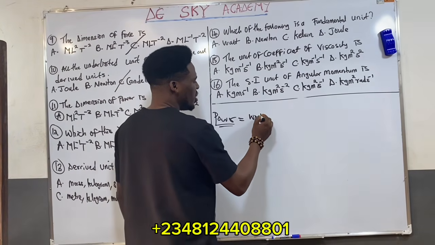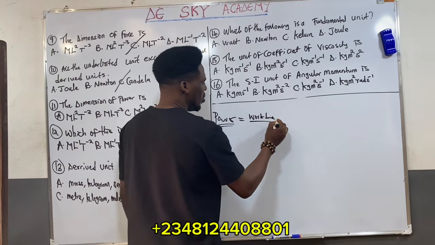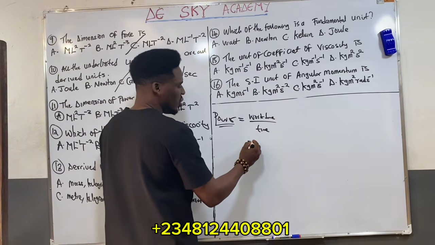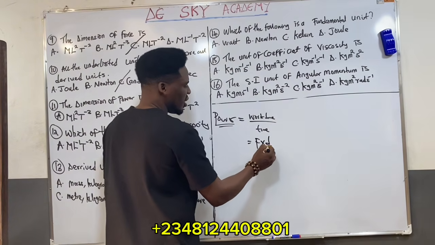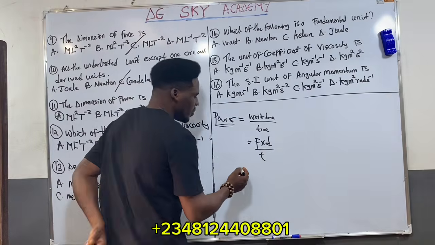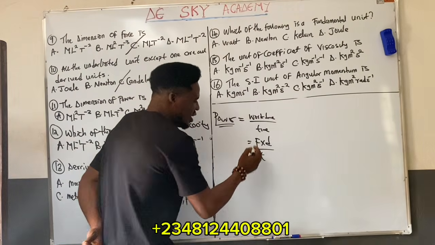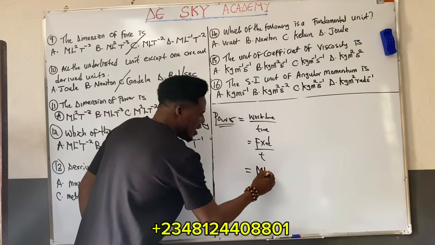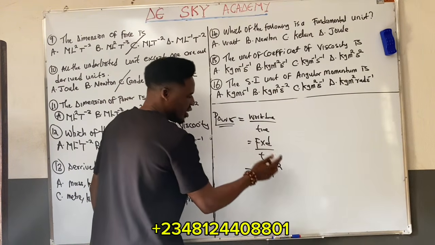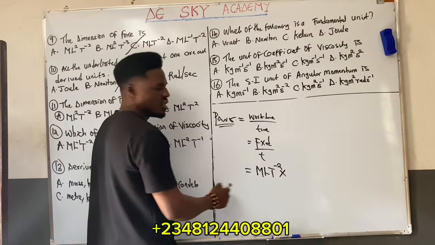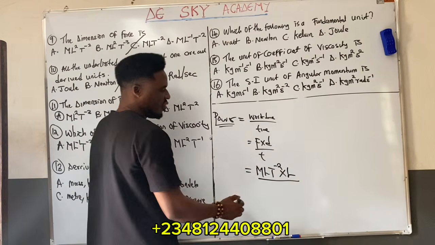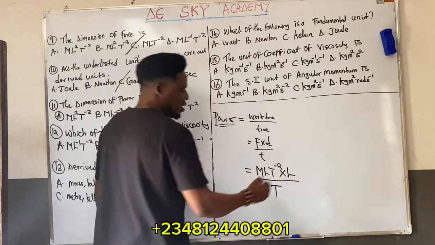You know that power is work done over time. What is work done? Work is force times distance over time. So do we know the dimension of force? Yes. The dimension of force is MLT⁻². This one is for force. Then times, what is the dimension for distance? L. All over, what is the dimension for time? I have it as T.